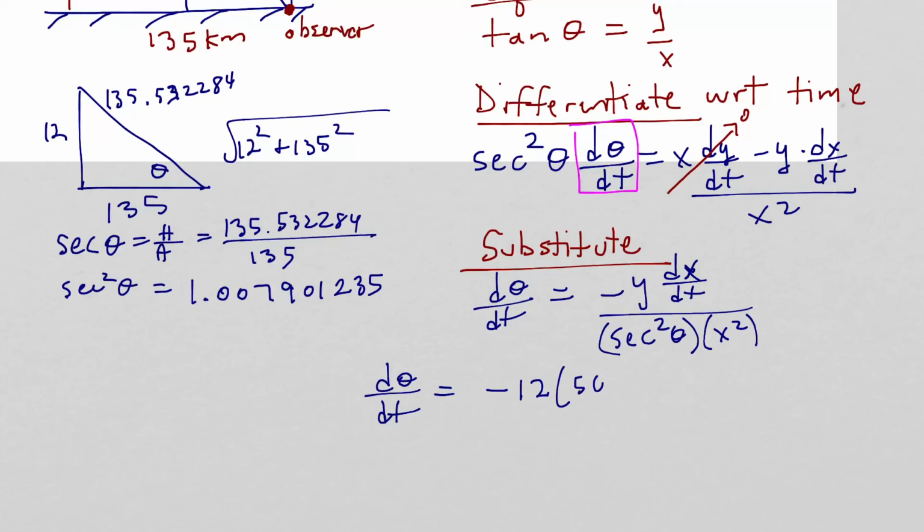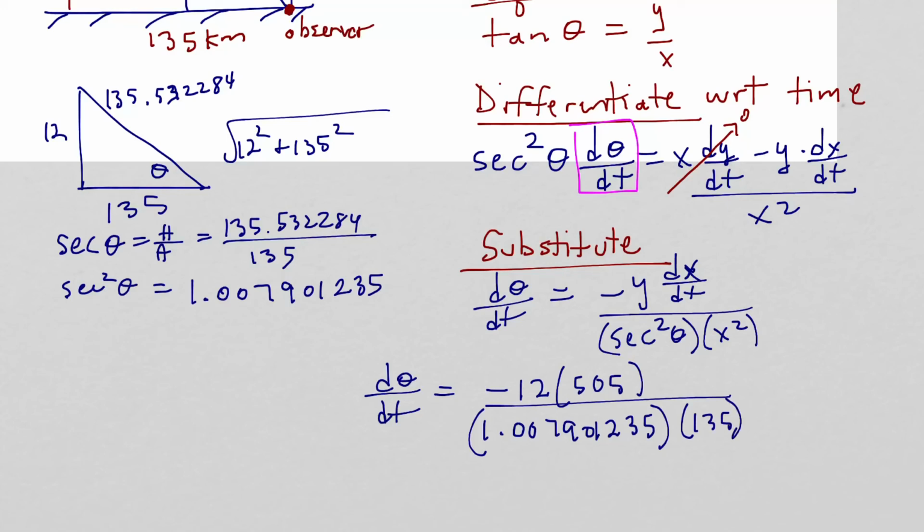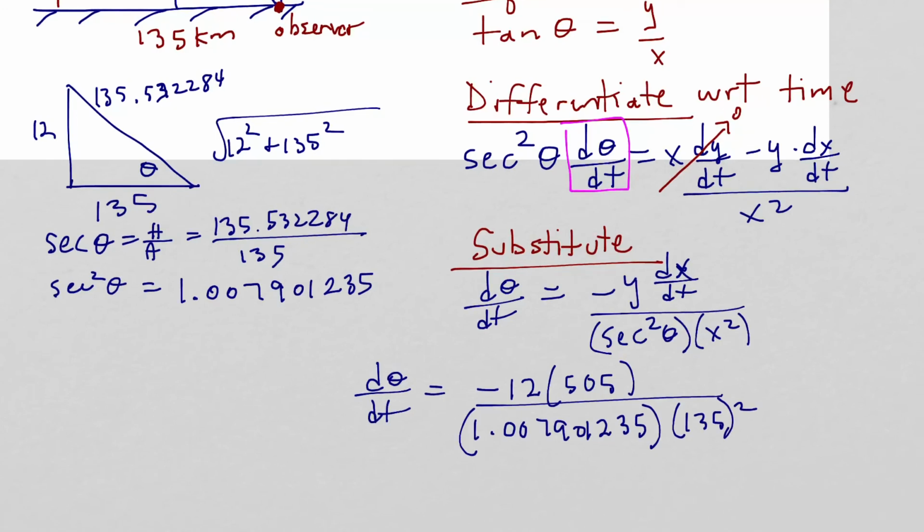Speed of the plane. Secant squared is 1.0 point, x is 135 squared. So d theta dt, after typing all that in, I get negative 0.3299. Now this is the change in the angle with respect to time.